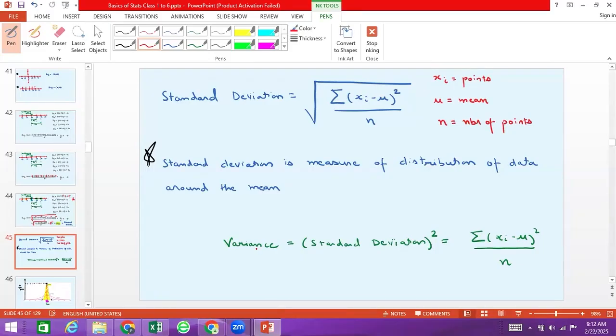Okay. Right. And what is variance? Variance is nothing but the square of standard deviation, where the square root will just go away. That's it. Okay. And what we need to remember is the definition of standard deviation as well. That's how maybe you can remember the formula, or the other way around, remember the formula, and that's how you will remember the definition, right? What is standard deviation? Standard deviation is a measure of distribution of data around the mean.